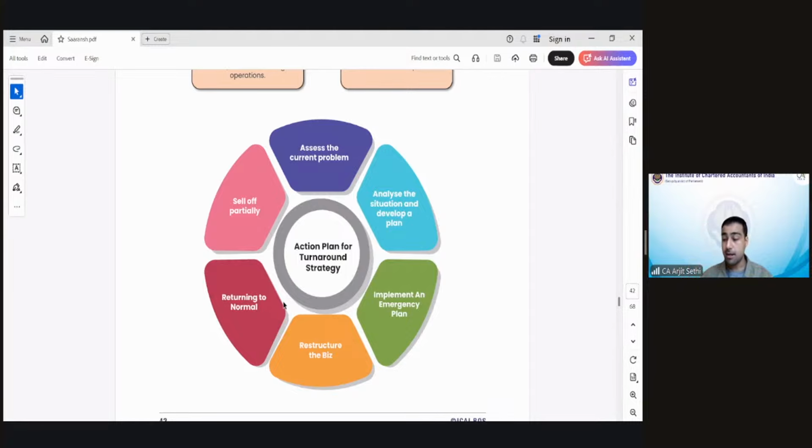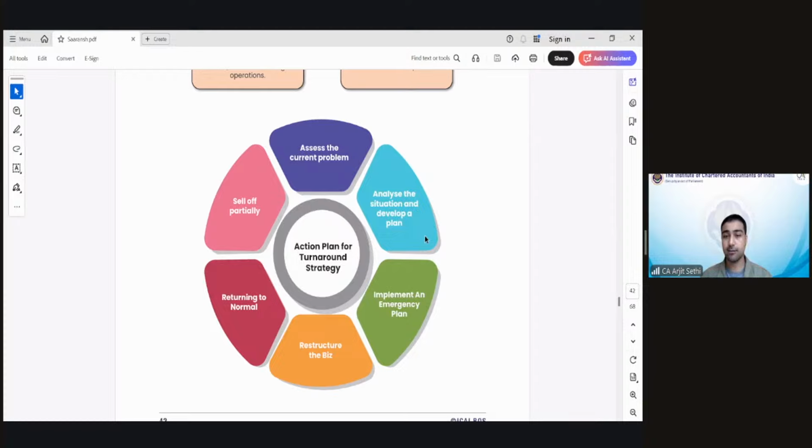Your option. But the moment you say, नहीं, मुझे इसमें वापस से जान, I want to turn it around. I want to change things. I want to change the fate of this that is not happening with me. What is the action plan? The number one step is you assess the problem. Problem क्या है? You analyze the situation and you develop a plan. This has to be in this sequence, my friend. You assess the current problem. You analyze the situation. You implement an emergency plan.